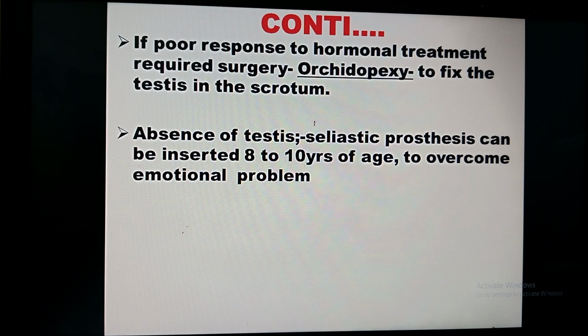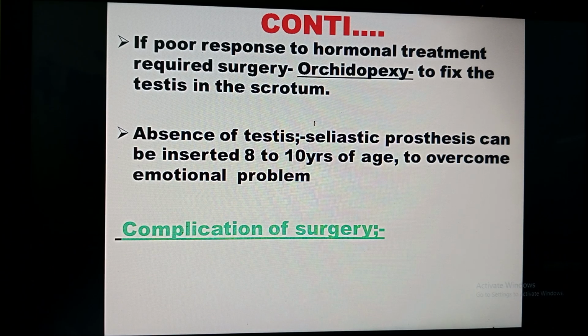Absence of testis. In case the child is born with absence of testis, even both testes. In such a condition, a prosthesis, two goli-like prostheses, they will insert at 8 to 10 years of age to overcome emotional problems. As the child grows, when he realizes he is born with the absence of testis and the major functions of the testis, when he comes to know, psychologically he may be upset. So he may think anything, oh, there is no life, all that thinking. So to tackle that, they will place a prosthesis.